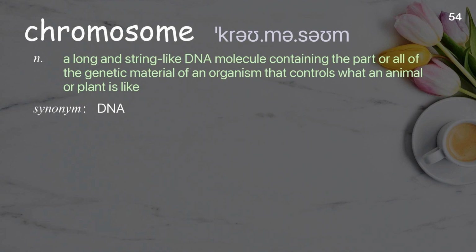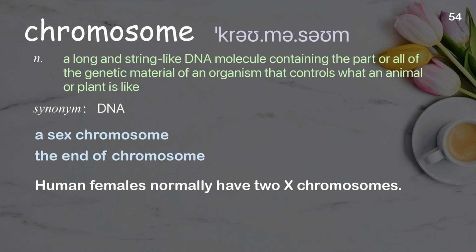Chromosome. A long and string-like DNA molecule containing part or all of the genetic material of an organism that controls what an animal or plant is like. Examples: A sex chromosome. The end of chromosome. Human females normally have 2 X chromosomes.